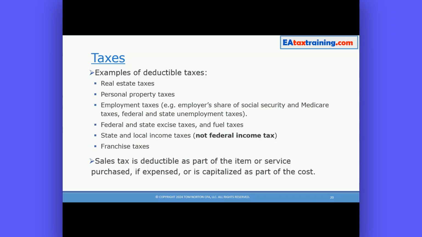Sales tax is deductible as part of the item or service purchased if it's expensed or capitalized as part of the cost. So if you go to the store and you buy some office supplies, obviously there's going to be sales tax on that. You just deduct that as part of the office supplies. Or as we talked about when we talked about depreciation, if you buy a larger item, like you buy a delivery truck and you're charged sales tax, then the sales tax just becomes part of the basis of the delivery truck, and then you deduct that as depreciation over the recovery period of that truck.